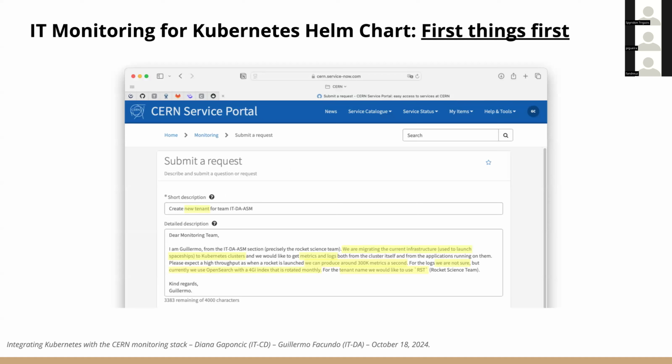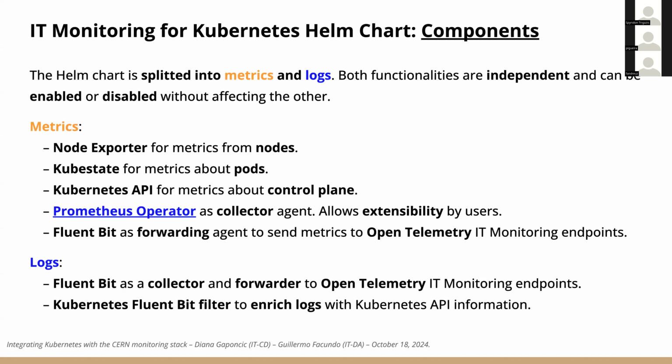So here I just put an example of a SNOW request where we highlighted information that would be really important for us. But given the context, we all work at CERN, we know how to submit our request. I will just skip it for the sake of time, okay?